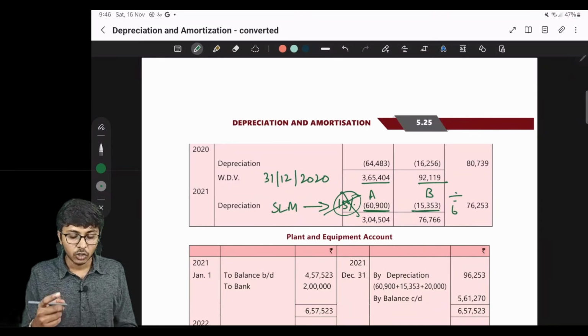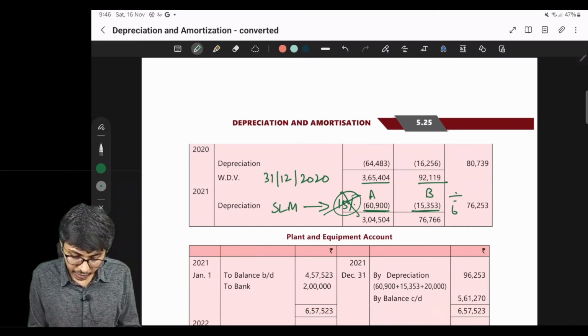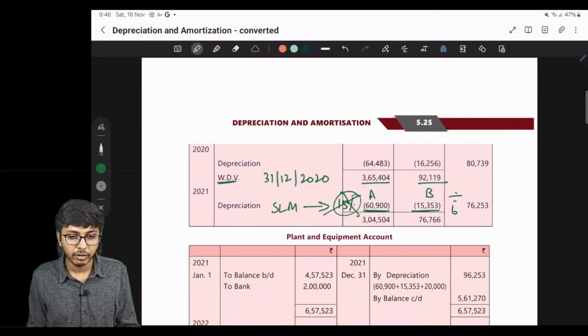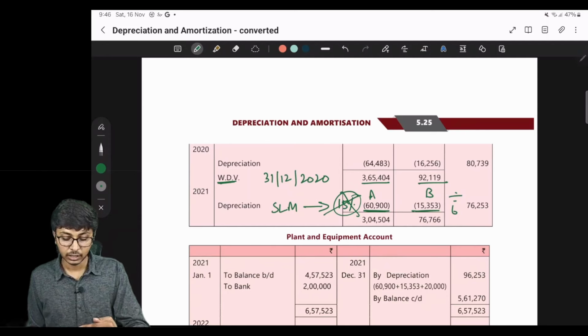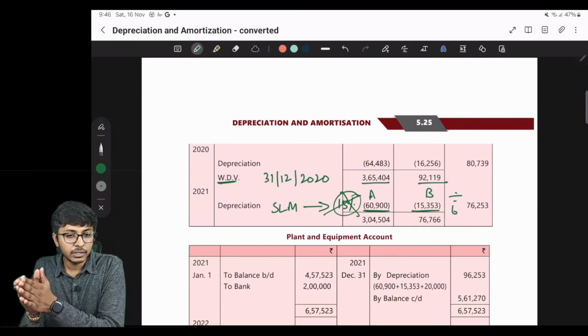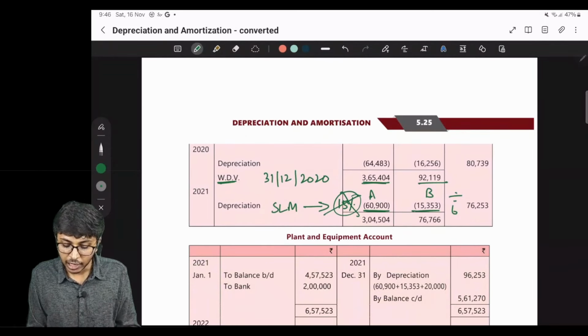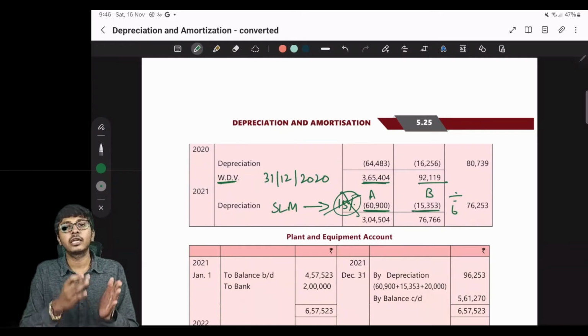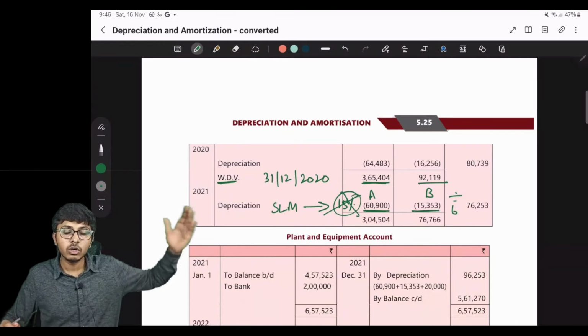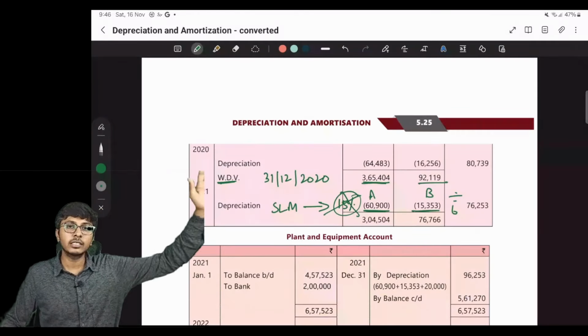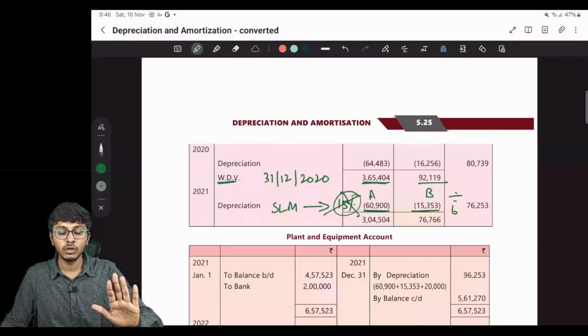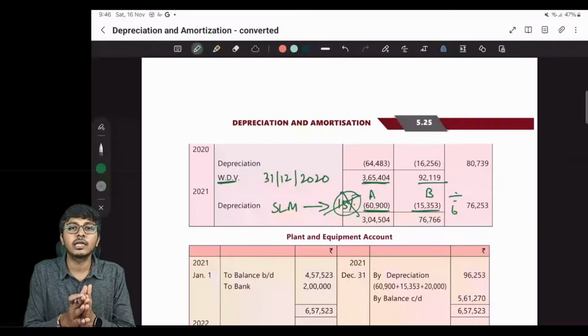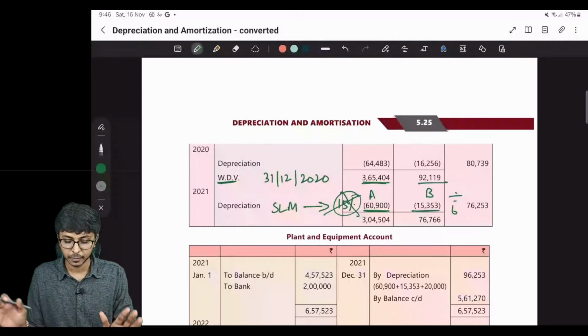Are you getting it? Till now we were doing WDV. Now we are not doing WDV, we are doing SLM for 6 years. That is, the useful life is 6 years. So this is the value of the asset you will take and divide by 6, and from here you will go. I told you, don't look back. Don't go to the beginning and start SLM from that date. No, you will take the balance and do SLM from that date. That's all, over.